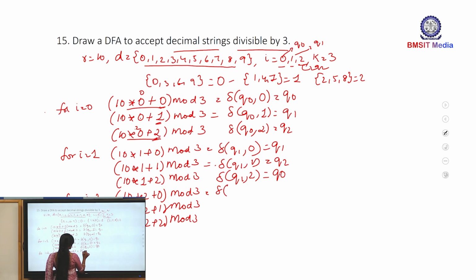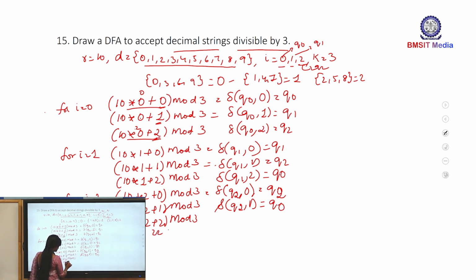So here we have Q2 comma 0. So in case of Q2 comma 0, this gives me 20 mod 3. So 20 mod 3 will give me Q2. And the next condition is delta Q2 comma 1 on seeing a 1. So this gives me 21 mod 3. So 21 mod 3 will give me Q0.